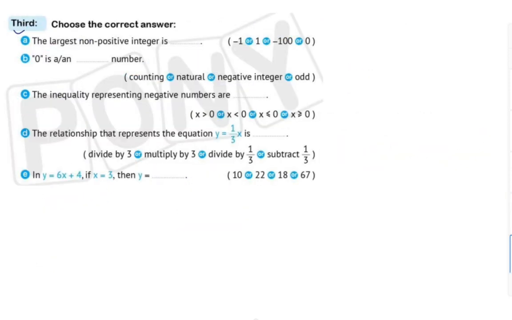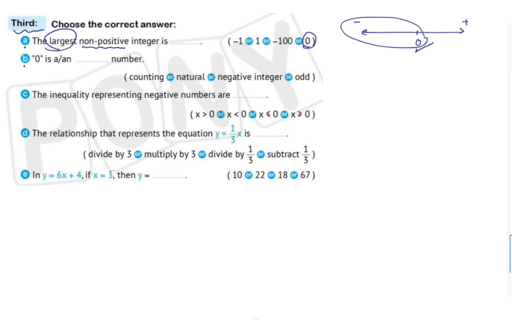Let's continue. Third question, choose the correct answer. Point A, the largest non-positive integer. I know that we have a number line with 0, a positive direction and a negative direction. He asked us about non-positive, that's 0 and the negatives. He asked us about the largest number between them. Of course 0 is the largest non-positive integer. 0 is the correct choice.